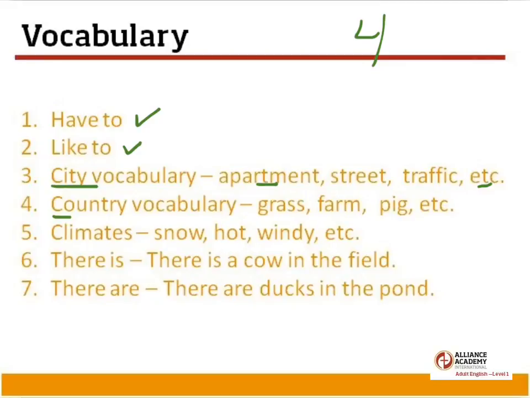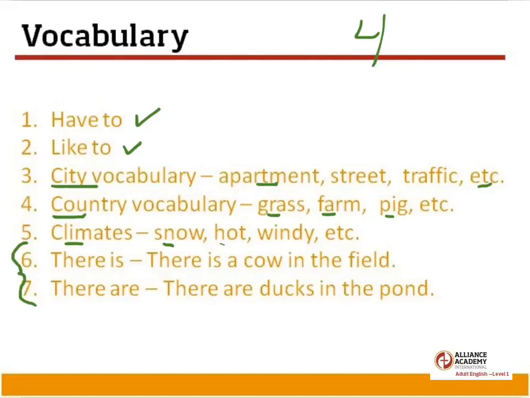We'll also look at vocabulary for the country. In the country, you're going to see words like grass, farm, pig, fence, ducks, etc. We'll also talk about some climates in different areas. So you'll need to know words like snow, hot, windy. And then finally, here's those there is and there are statements.